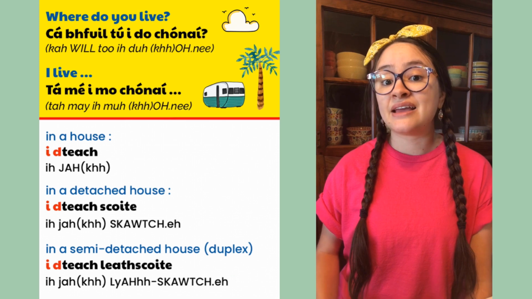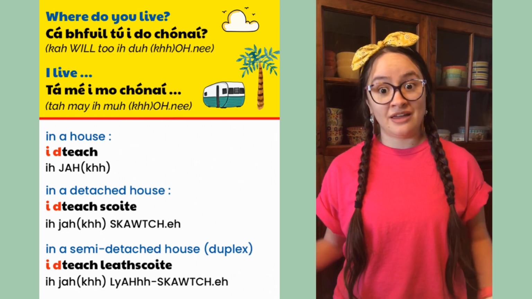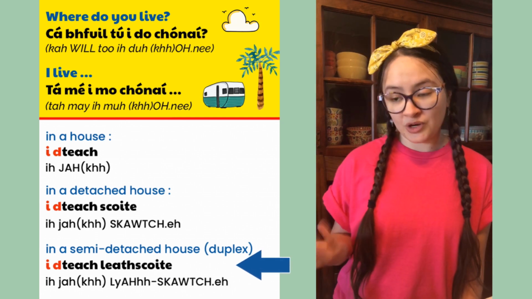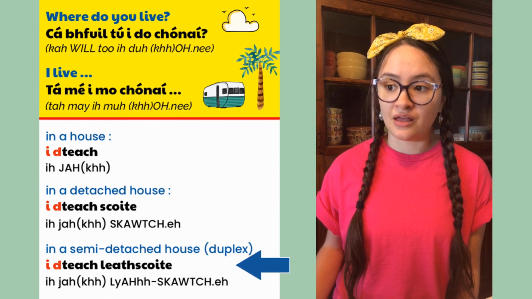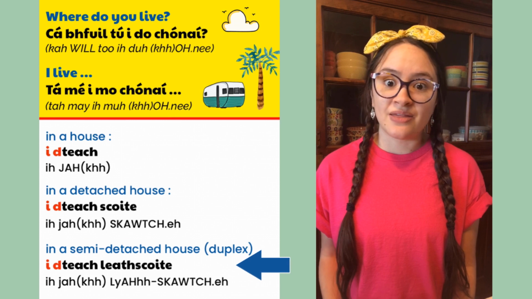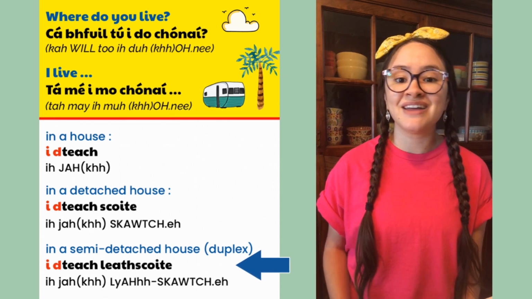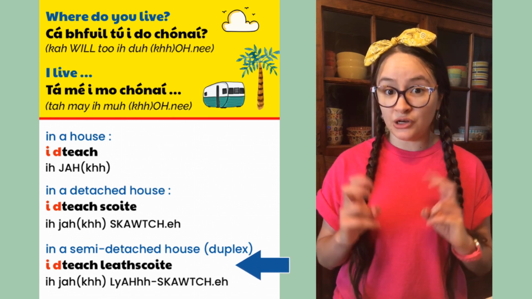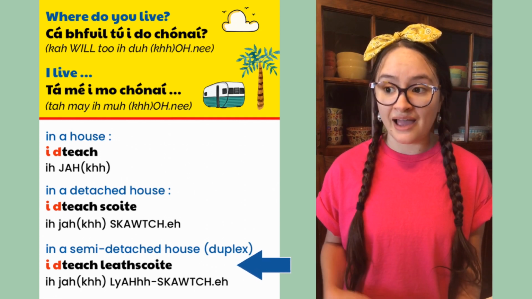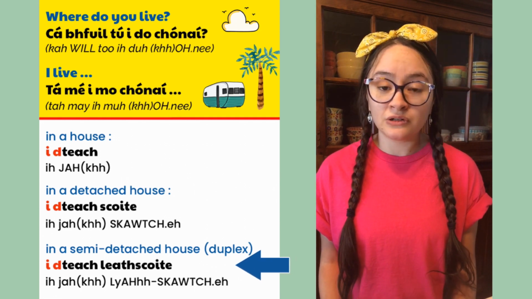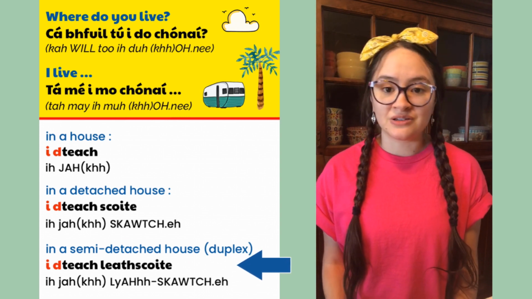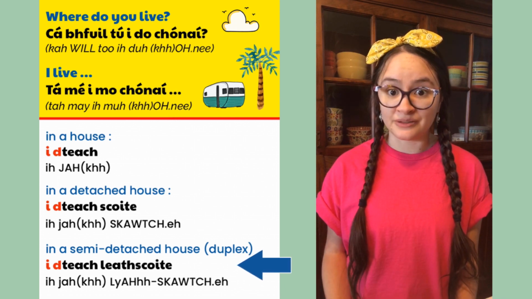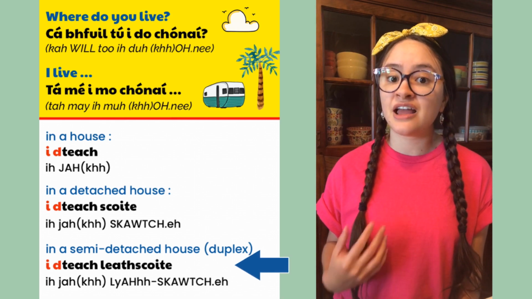Next, you could say in a semi-detached house. Now, that's what we in America would call a duplex. And it is teach leathscoite. Now, in the pronunciation there, I have a Y after the L in leathscoite. Now, that isn't to say that it's pronounced like Leoscotcha or something. I just have that there to indicate that the initial L there is a slender L because it comes before an E or an I, an E in this case. And so it's pronounced a little bit differently than what you or I would think of as a regular L. In a semi-detached house, i dteach leathscoite.